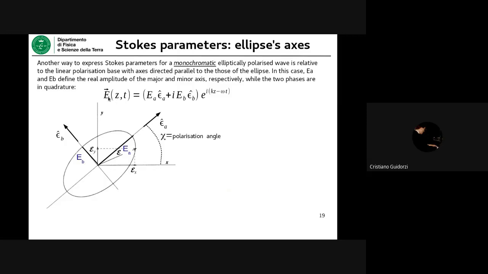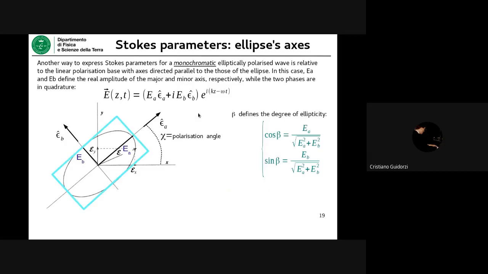So you can also express E as a combination of two unity vectors, epsilon A and epsilon B, which correspond to the direction of the two axes of the ellipse. With A the direction corresponding to the major axis, and B to the minor axis of the ellipse. So this new base, epsilon A and epsilon B, is a kind of natural base, because you just take the two directions of the two axes of the ellipse. And times, of course, this is a wave propagating along Z, so of course you have this term.